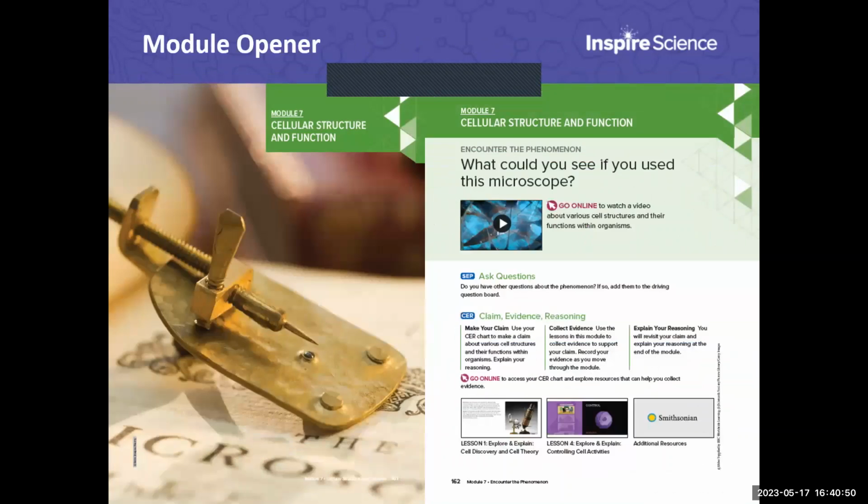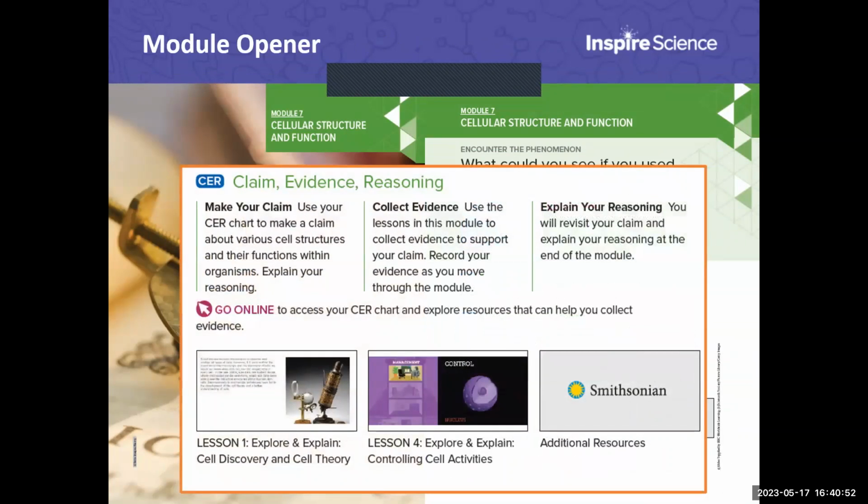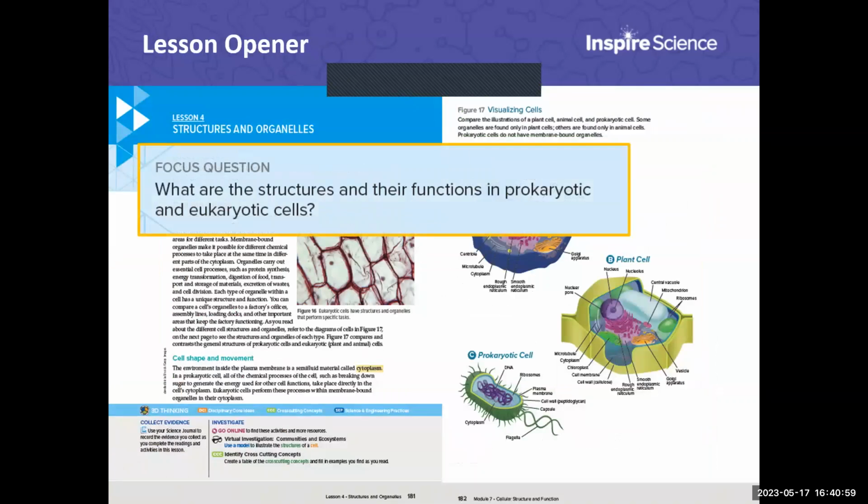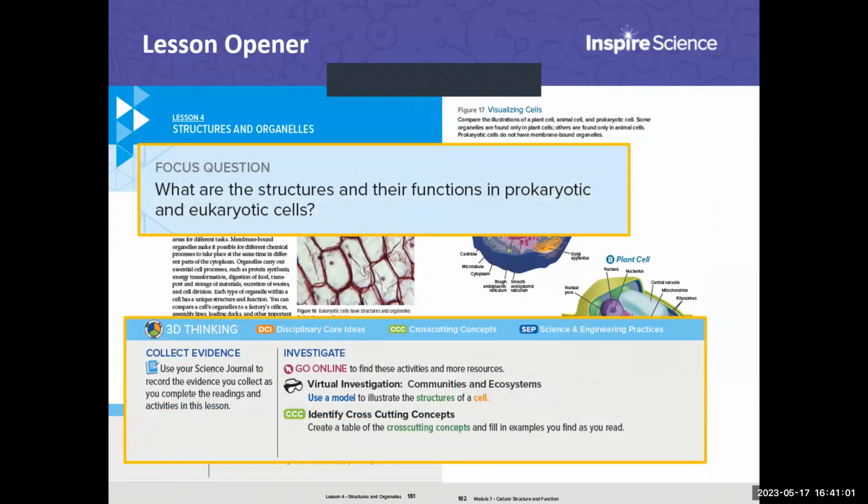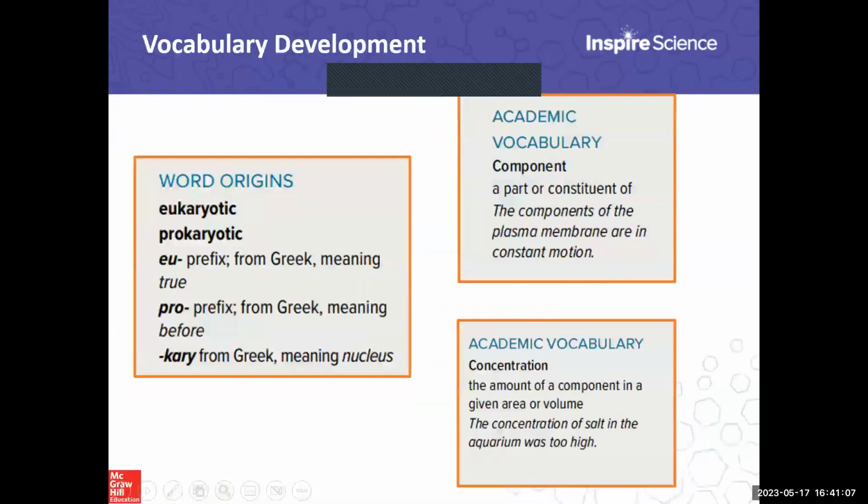So in high school, how do we proceed? Well, we introduce claim, evidence, reasoning as well in high school. So you're going to see that in each and every module. And then we walk through the lesson with a focus question. The three dimensions are addressed not just in the teacher's edition, but also in the student edition. Vocabulary, and making sure students are understanding what we're saying is important in a phenomena-based classroom. So it's not enough to introduce new vocabulary. You constantly have to review vocabulary.